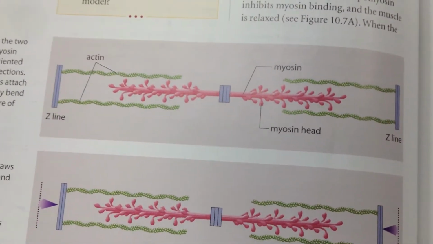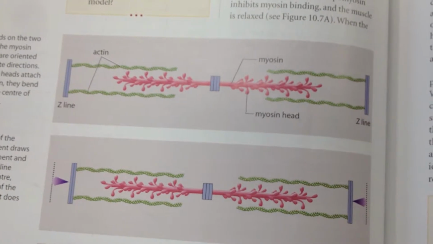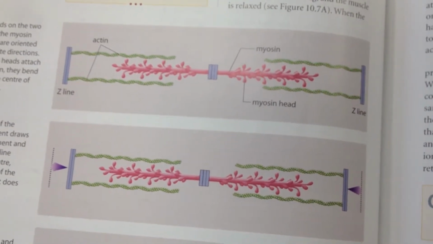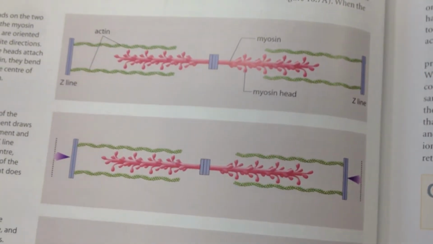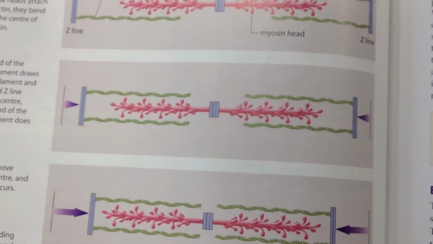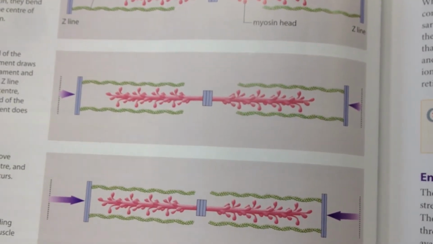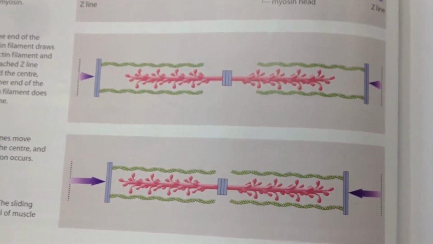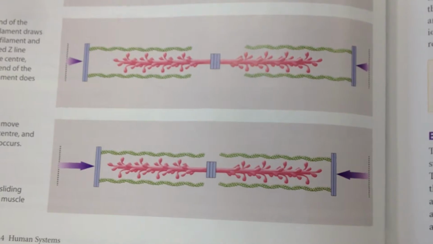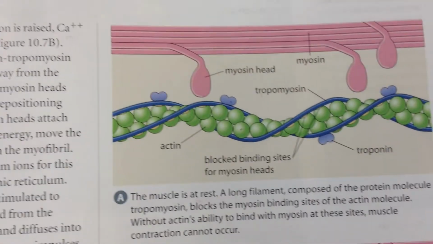The heads on the two ends of the myosin filament are oriented in opposite directions. When the heads attach to the actin, they bend toward the center of the myosin. As one end of the myosin filament draws, the actin filament end attached to the Z-line moves towards the center. The other end of the myosin filament does the same. Both Z-lines move towards the center and contraction occurs.